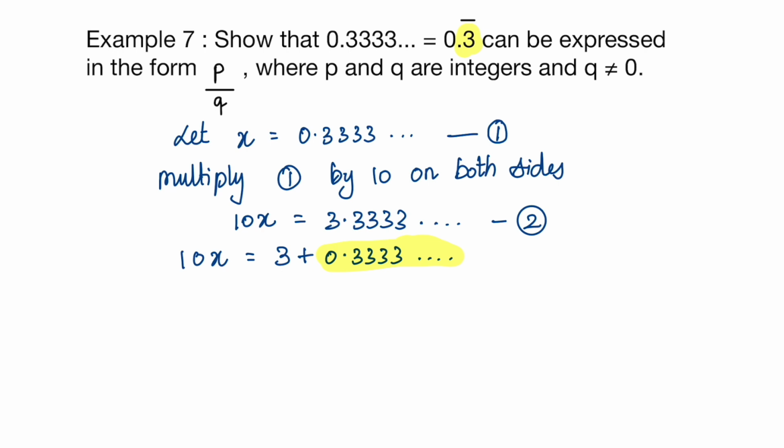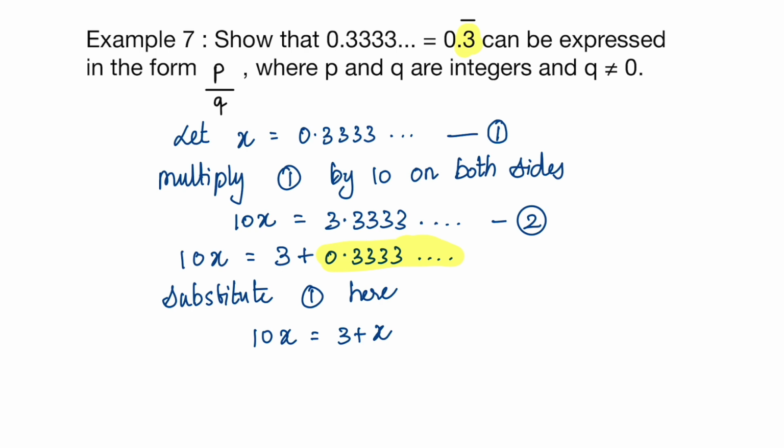Okay, so we are going to substitute equation 1 here. If you do that, what would you get? 10x is equal to 3 plus x. Am I right? 0.333 has been replaced with x, because that is the assumption that we started with.